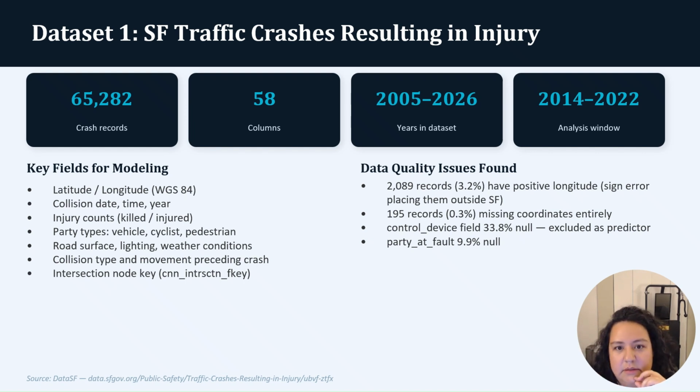Some data quality issues worth noting: 3% of the records had a positive longitude, which would place those crashes in Central Asia rather than San Francisco, so those had to be corrected before plotting. Also, the control device field, which communicates whether the traffic lights or signs were functional at the intersection, is missing for about a third of the records and unfortunately couldn't be used as a predictor.